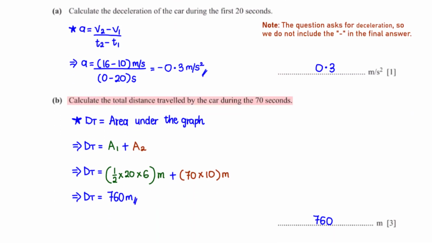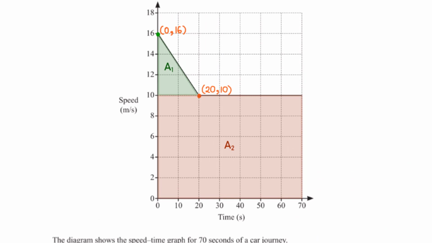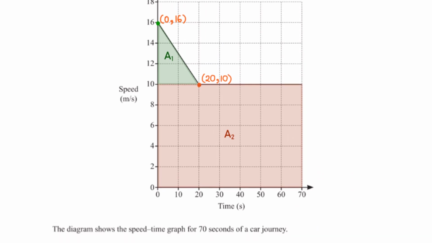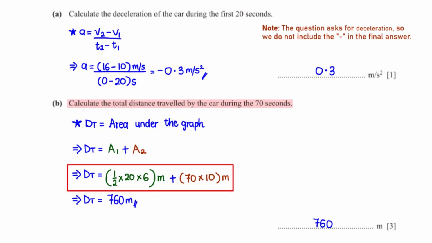Calculate the total distance traveled by the car during the 70 seconds. The area under a speed time graph gives us the distance traveled. In this case, we've split the area under the graph into A1 and A2. A1 is in the shape of a triangle, and so the area is half times 20 times 6 meters. A2 is in the shape of a rectangle, and this area is 70 times 10 meters. When we type this into the calculator, we get 760 meters.